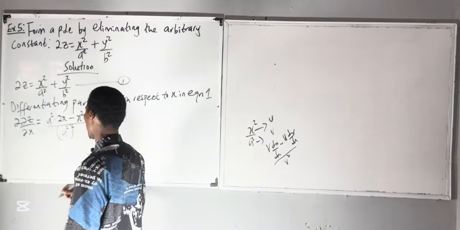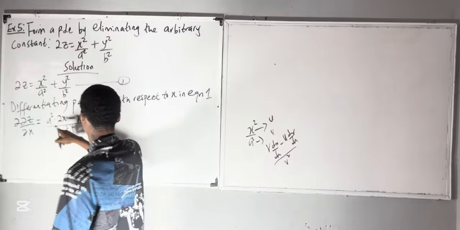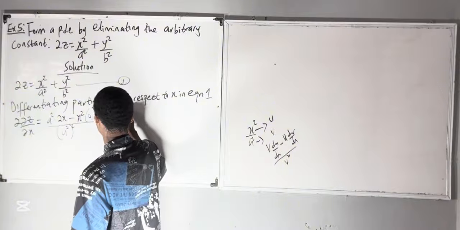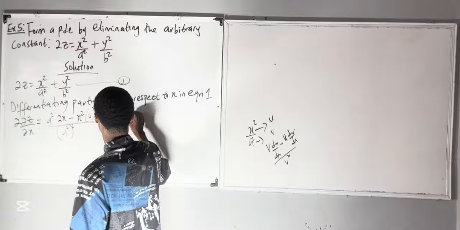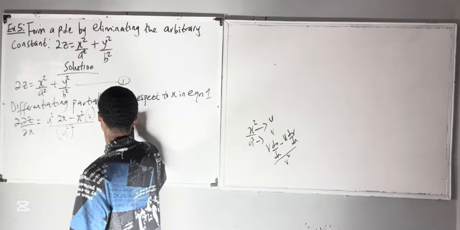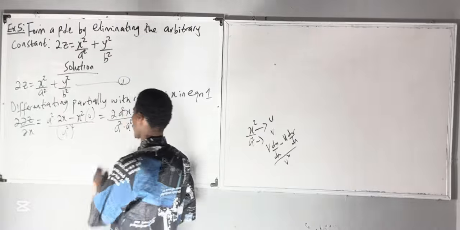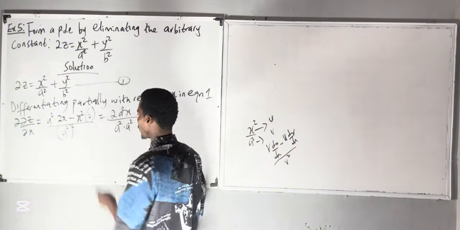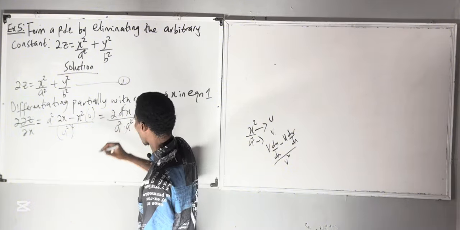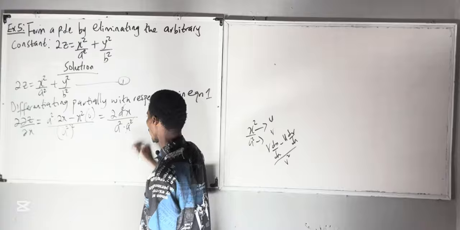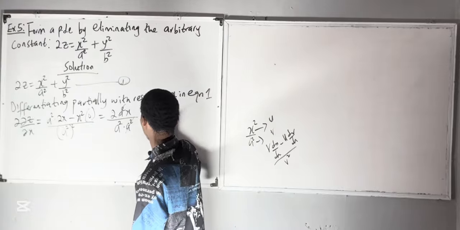So what am I going to have here? This one is going to be a square times 2x, so I'm going to have 2a square x all over a square dot a square. Because a square raised to the power of 2 is going to give me this. Easily I can cancel the common terms out. So I'll be left with 2x all over a square.